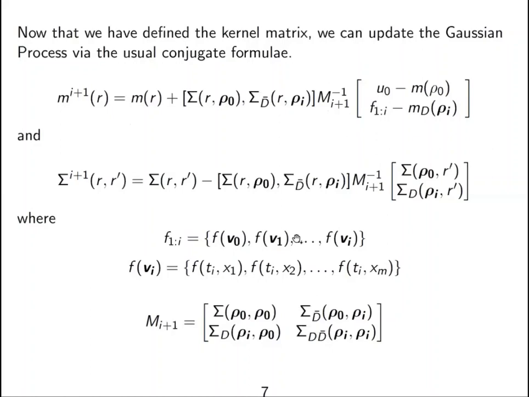And then this is basically just the usual formula. You've got your matrix M you have to invert, which is just a matrix of the covariance kernel. So D here denotes derivative with respect to the left variable. So if you have a D, that means you're differentiating with the whole differential operator of the differential equation with respect to the left variable, and D bar means you're differentiating with respect to the right variable.